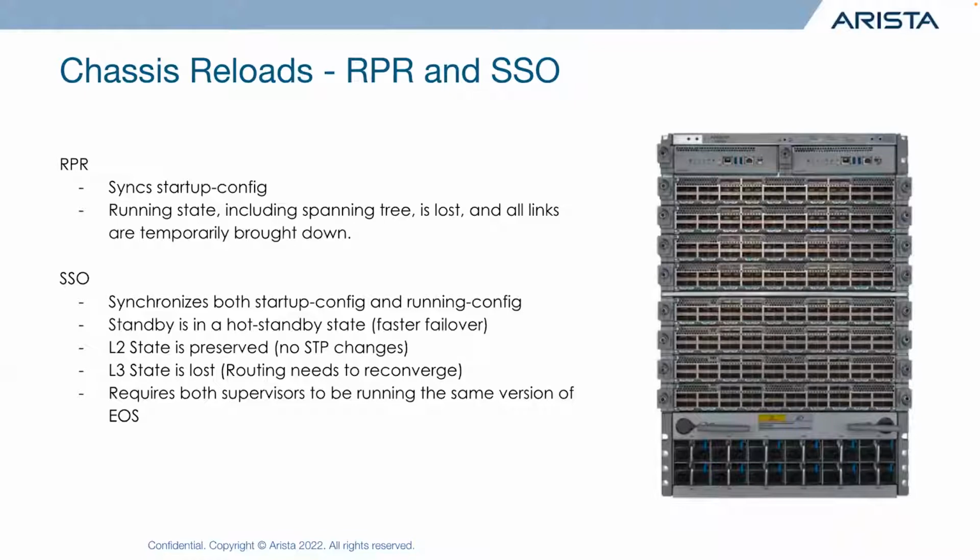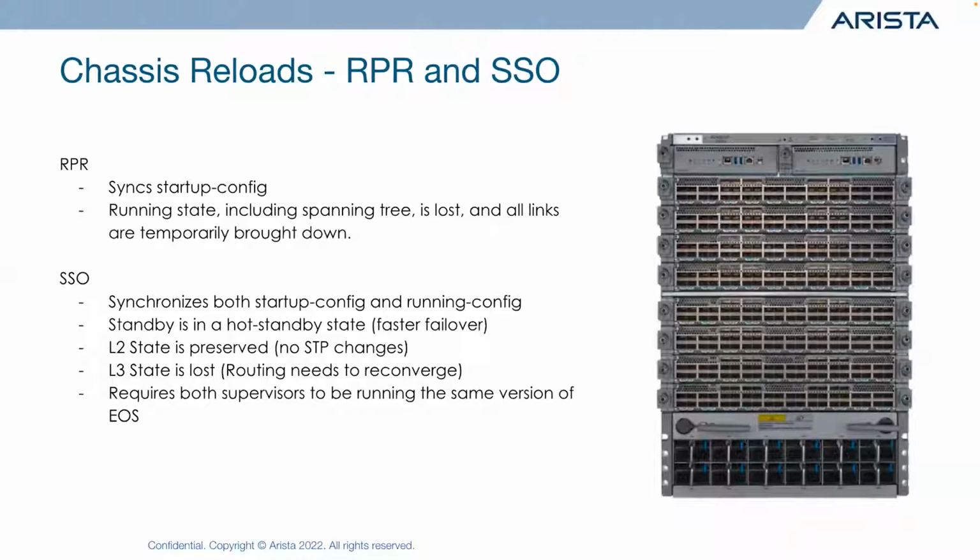It synced your startup config, but your running state, spanning tree, all of your links, all of those are temporarily brought down when you have a supervisor failover running RPR. So there was plenty of room for improvement, introduce SSO. And this SSO was some years back still. And SSO is great. It does our running config, our startup config. It's got a hot standby state for a much faster failover. Our L2 state's preserved, so no spanning tree reconvergence. Our L3 state's lost, so routing needs to reform. But all things considered, this was a pretty big improvement, with the caveat that both supervisors have to be running the same version of EOS.